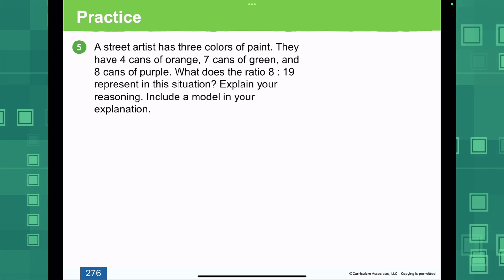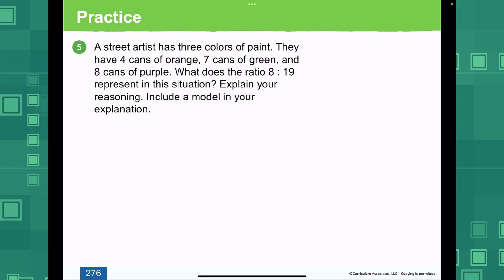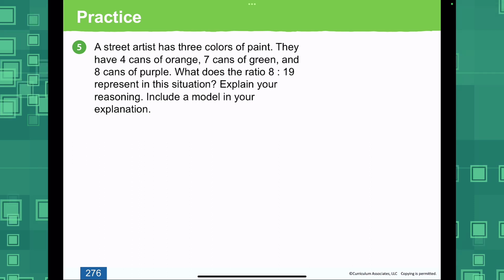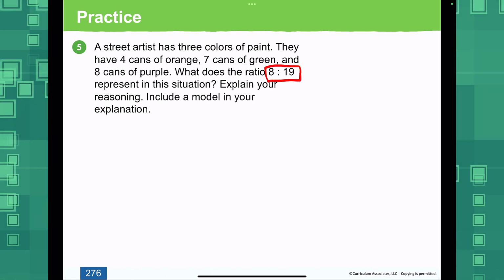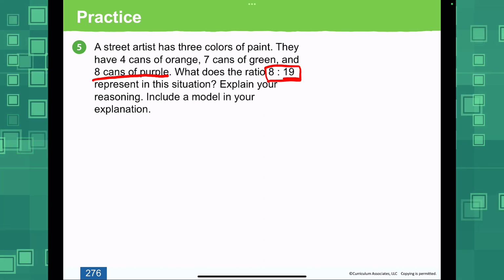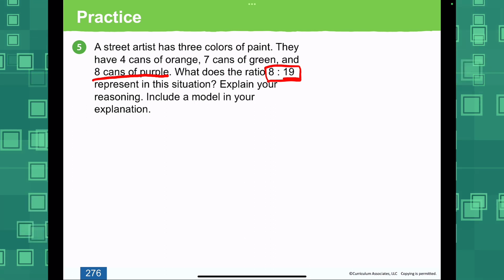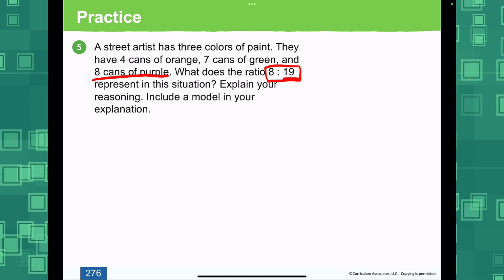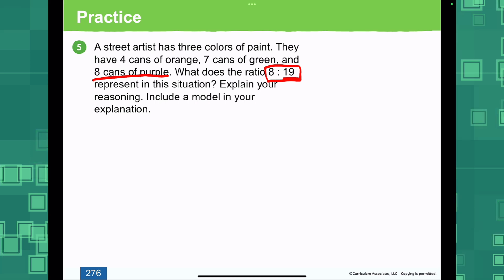Number 5 there, we'll call this our exit ticket. Go ahead and try this on your own. You've got 4 cans of orange, 7 cans of green, and 8 cans of purple. What would 8 to 19 represent in this situation? Go ahead and try that on your own. It's not too bad. You've got 8 cans of purple and 19 what? You've got 19 total cans of paint, right? So that is a part to whole comparison, and that gets that one right. Do an explanation though in your workbook, and that is it on just some basics, foundations of ratios.